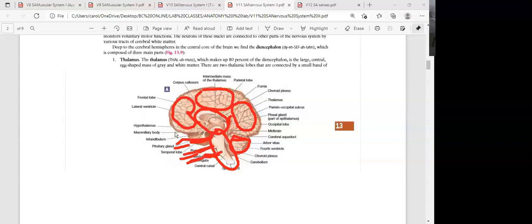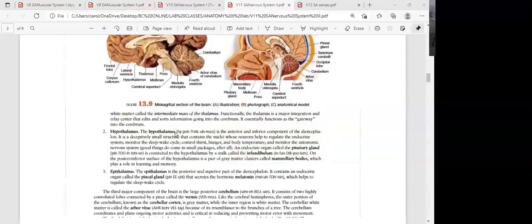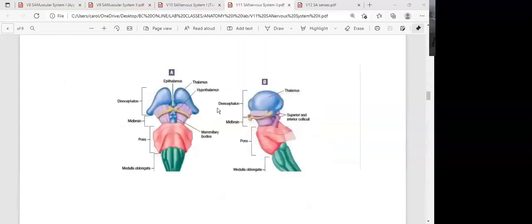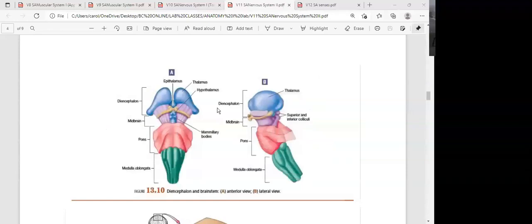If we scroll down right here, those are the same figures as the ones that I showed you before. Right here, you see the brainstem again, where you have the midbrain, pons, and medulla oblongata. The top part is the diencephalon. The diencephalon is going to have three main areas. As you can see right here, it's going to be the thalamus, epithalamus, and hypothalamus.